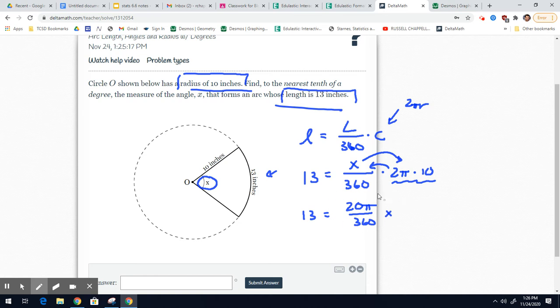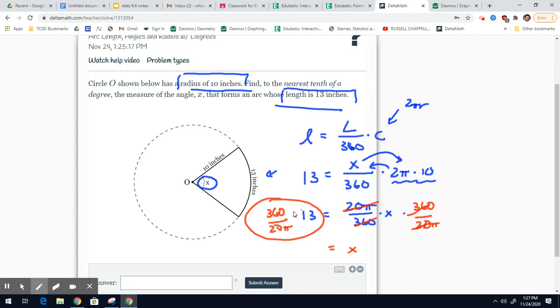Now, to get the x by itself, when you're multiplying by a fraction, you can get the fraction gone by multiplying by the reciprocal. So if I multiply by 360 over 20 pi on both sides, what's going to happen is the 20 pi's will cancel, the 360 will cancel, and there's x all by itself. And now you need to multiply this out.